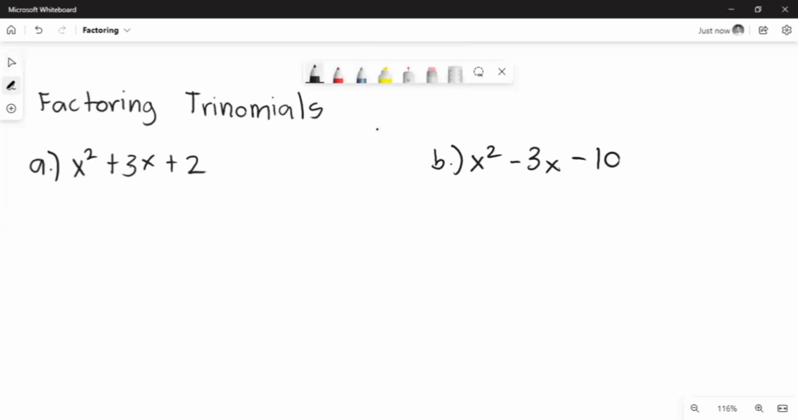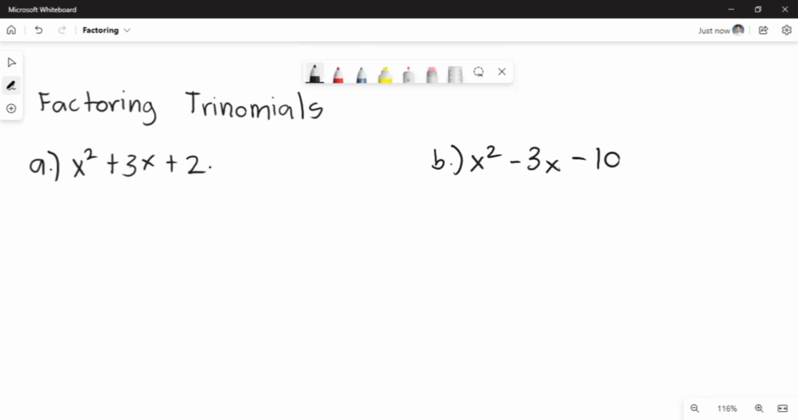Now, let's proceed to factoring trinomials. Kailan natin masasabi that we have a trinomial? If we have three terms. Now, if we don't have a numerical coefficient, or our numerical coefficient on the first term is just 1, we can just find a factor of the last term that will give us a sum of the middle term.